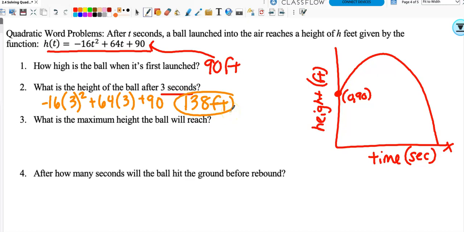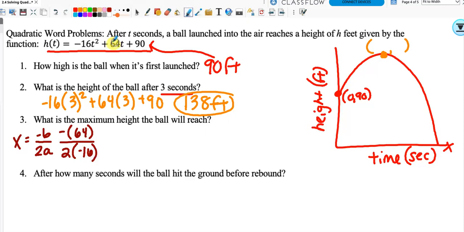Okay. Number 3, what is the max height the ball will reach? So max height is your vertex. So I am looking for my vertex. If you'll notice, this equation is in standard form. To find the vertex, you need a formula from our last quiz, negative b over 2a. So I would have negative, my b value is 64, over 2, and then my a value is negative 16. So negative 64 will be on top, and then 2 times negative 16, which will be negative 32. Divide those, and you'll get a positive 2. So your x equals 2.